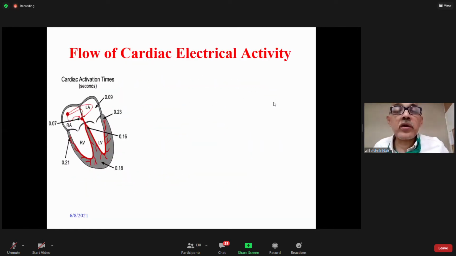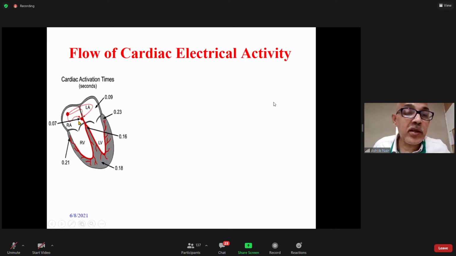So we'll just look quickly at the path it takes. The impulses generated at the SA node will be conducted through the internodal pathway and will come to the AV junction. It will also cause depolarization of the atrial musculature. The impulse from the AV junction will pass through the bundle of His to the bundle branches.